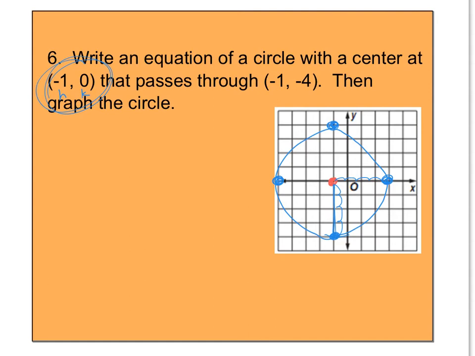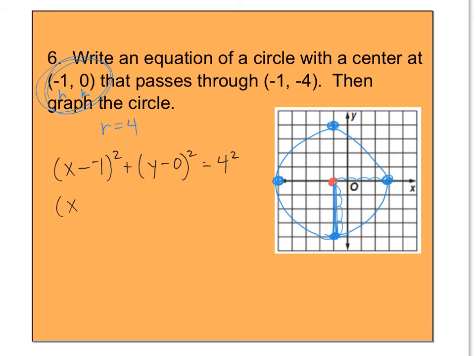Okay, so what is our radius again? How many boxes was that? The radius is 4 boxes, so 4 units. So let's write our equation. It's going to go x minus, what is the h? -1 squared plus y minus 0 squared equals 4 squared.